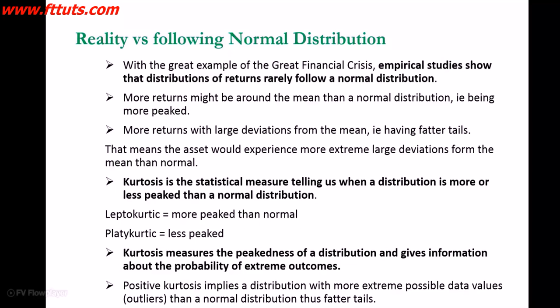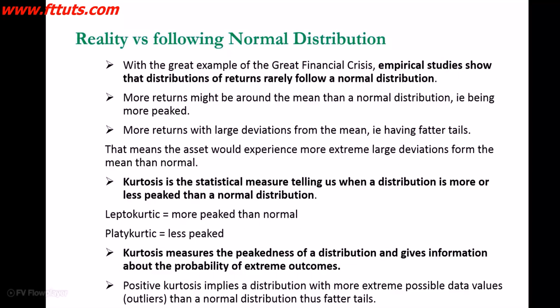So more returns might be around the mean than a normal distribution, i.e. being more peaked. In reality, more returns with large deviation from the mean, meaning having fatter tails. That means the asset will experience more extreme large deviation from the mean than normal. The kurtosis is the statistical measure telling us when a distribution is more or less peaked than a normal distribution.